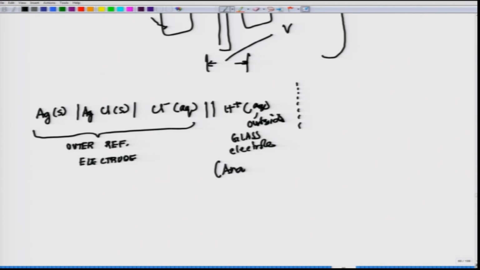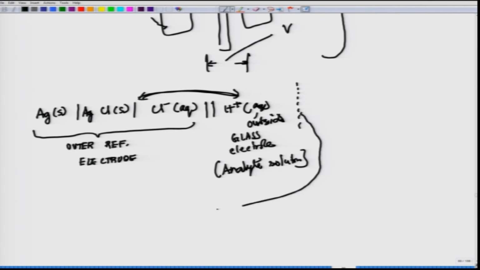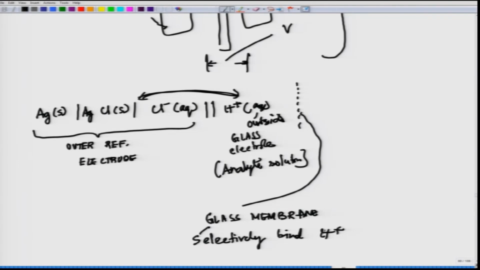This is essentially your analyte solution. This is what you are going to measure, okay, with respect to this. Now, here you have the glass membrane, and this glass membrane has a property to selectively bind H plus ions. Now, with respect to this, you have H plus aqueous inside.